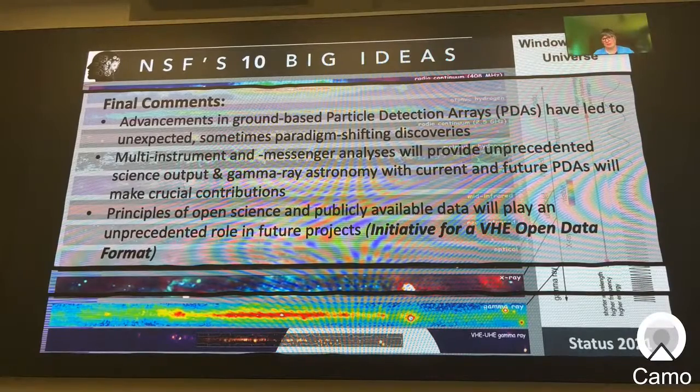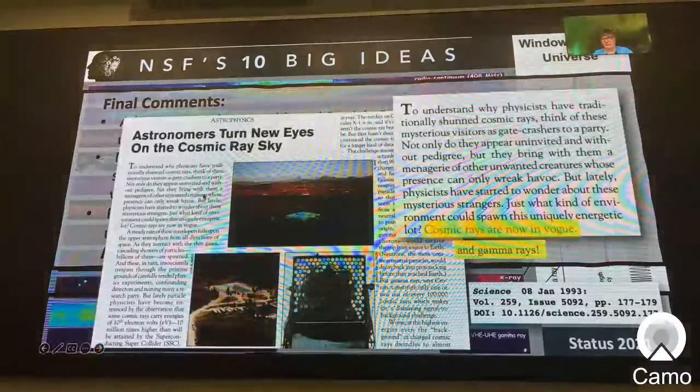Multi-instrument and multi-messenger analysis will provide unprecedented science output of astronomy with current and future experiments making crucial contributions. And I wanted to make the point about the principle of open science, as I've done in most of my talks. It's really important to follow the principle of open science and publicly available data in order to get maximum science output. So, yeah, I would like to mention the initiative for a very high energy open data format.